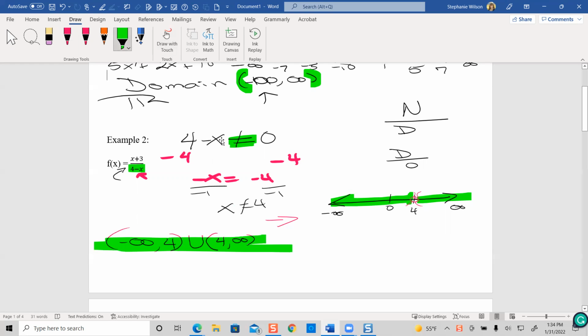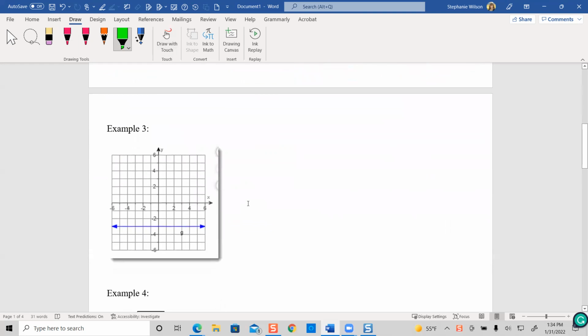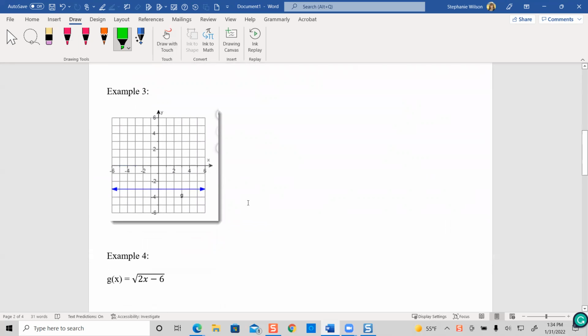Okay, so let's talk about another example. Let's talk about a graph now. Now that we're talking about the graph, I can actually tell you the points, the range, and the domain.